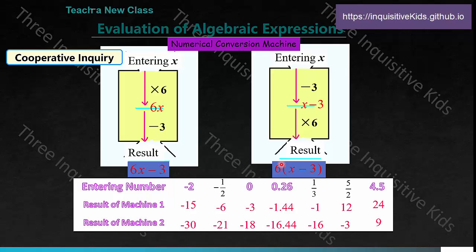So really all we had to do was plug these in and replace x with these values, and then we'll get the result of machine 1. All really we had to do was calculate, and if we calculate correctly, we got the right answer.